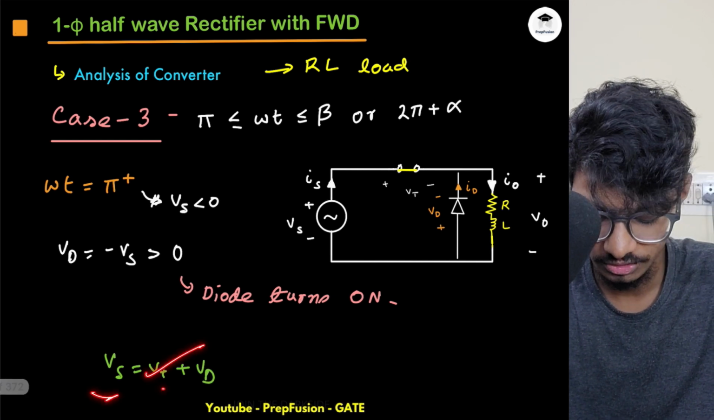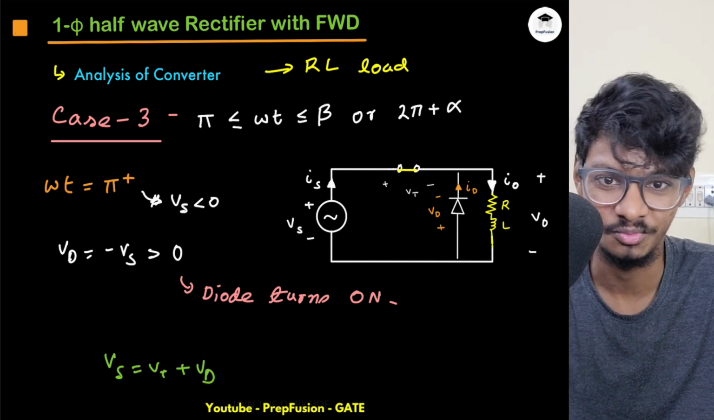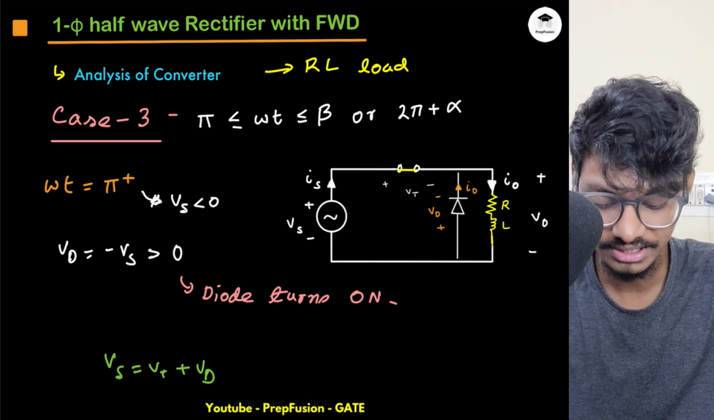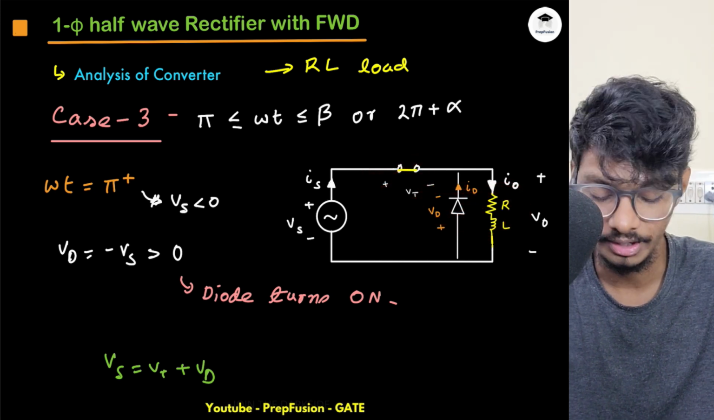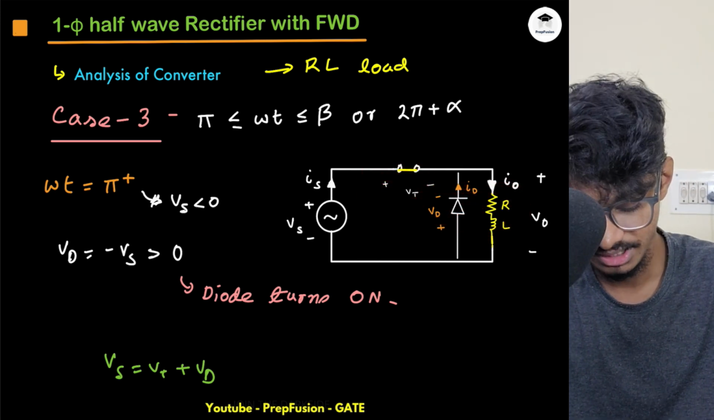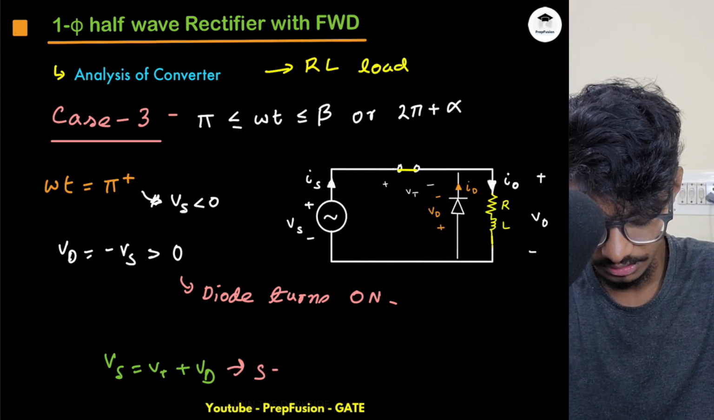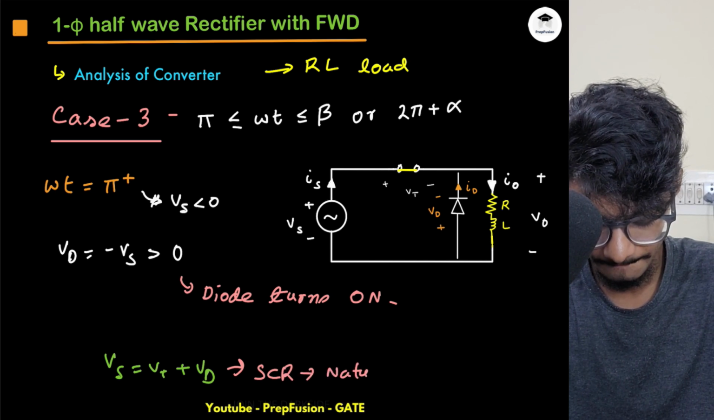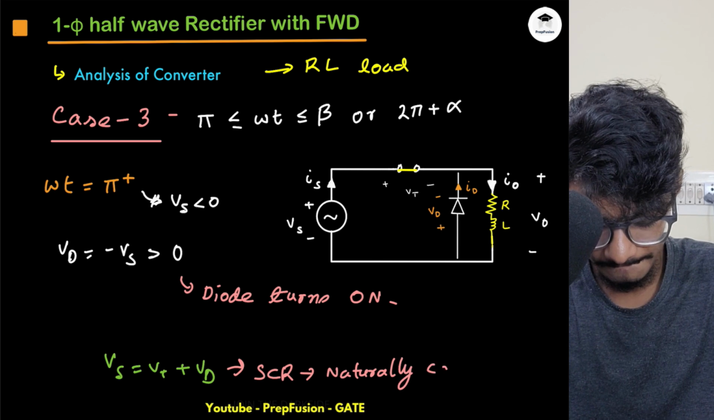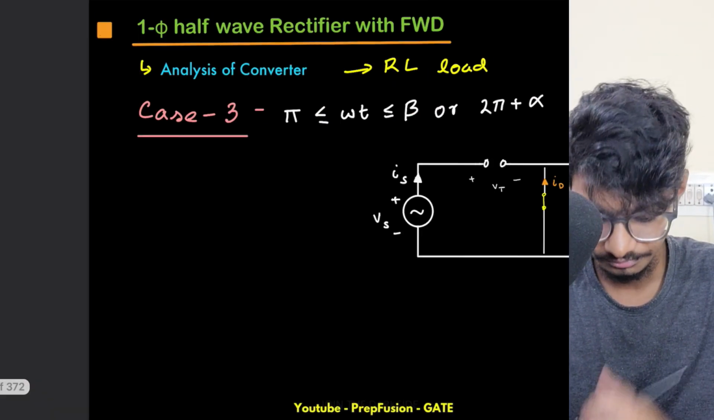Why? Because Vs equals Vt plus Vd, and if both of them are on, this is 0 and Vs equals 0. I cannot fix Vs to 0, right? That is not possible. KVL will not be satisfied. So obviously this inductor will keep only the diode on, and this SCR will be automatically turned off. That is, the SCR will get naturally commutated. Okay, the SCR will get naturally commutated. So this is what will happen.